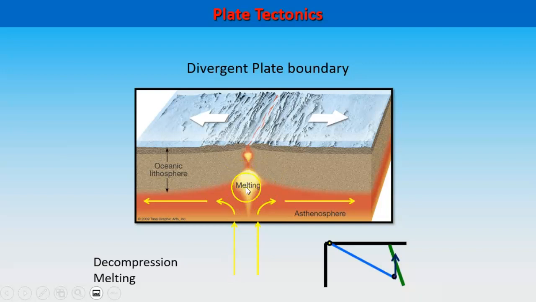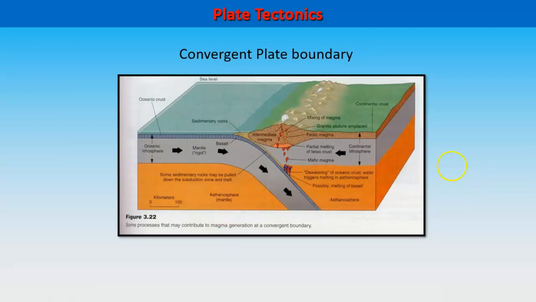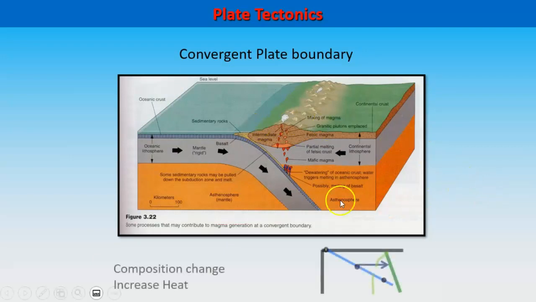If this cools and crystallizes at depth, we would get what we call intrusive igneous rocks, rocks that cooled inside. If it made it to the surface, we would call them extrusive, molten material that made it to the outside of the Earth. Right? At convergent plate boundaries, we usually would argue that we have the compositional change from pulling the water off the minerals that are being subducted down into here. There's also a heat interaction here that could be occurring.